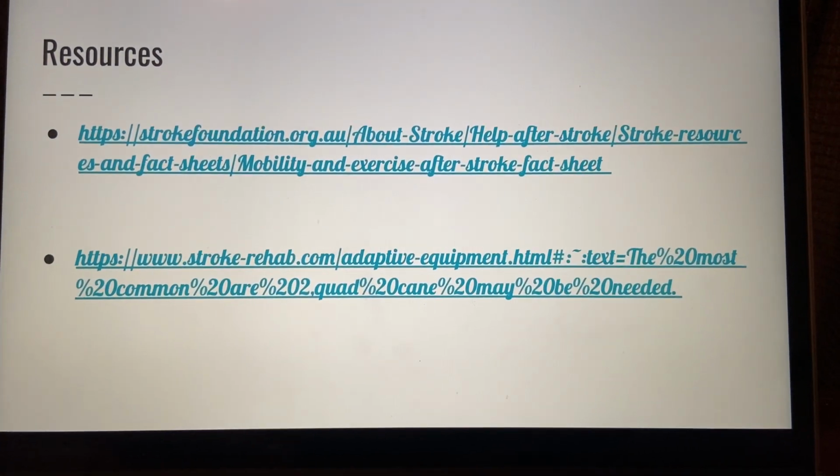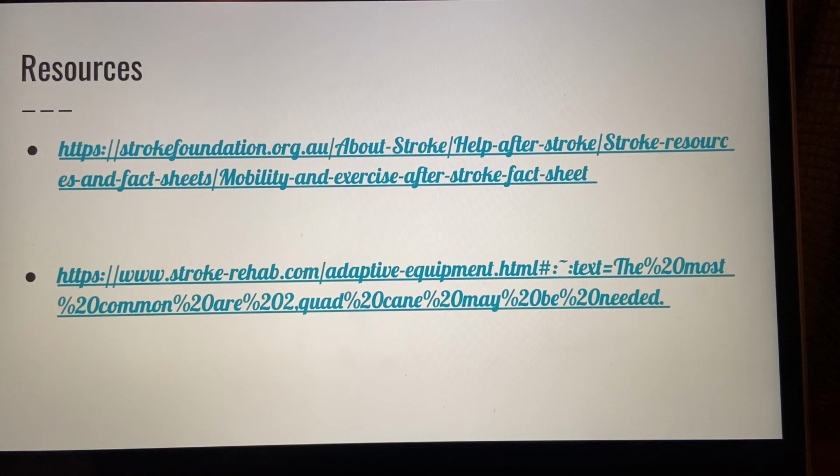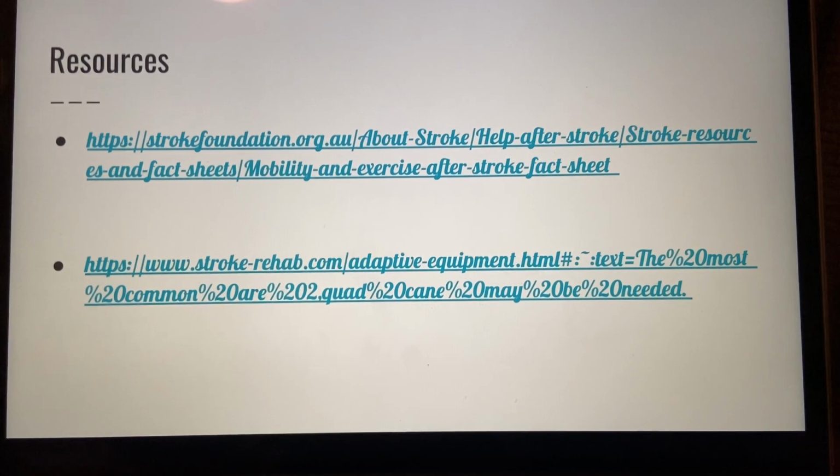These are the resources that I used, and this is just going to be beneficial for anybody that is working with a CVA patient.